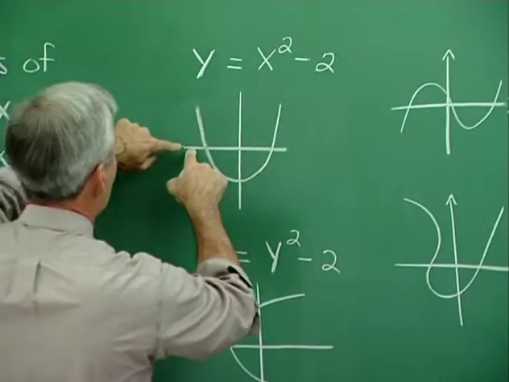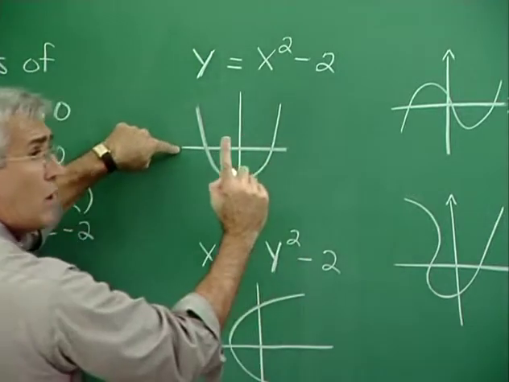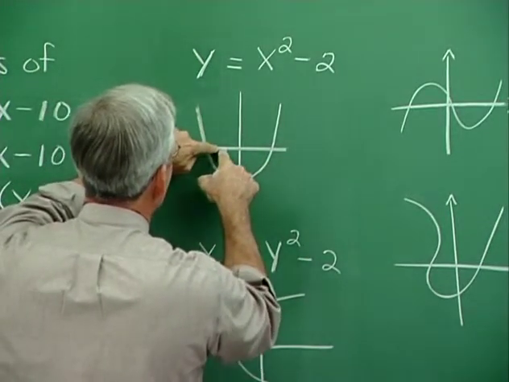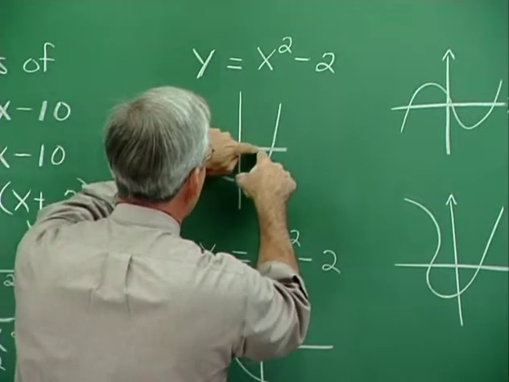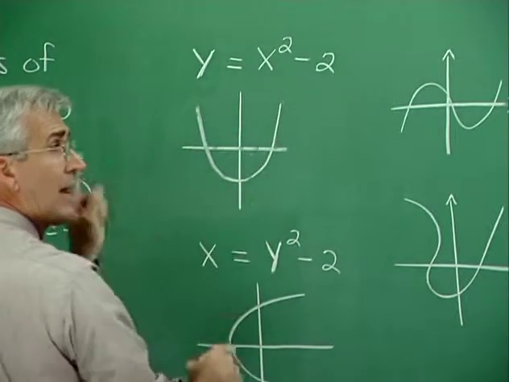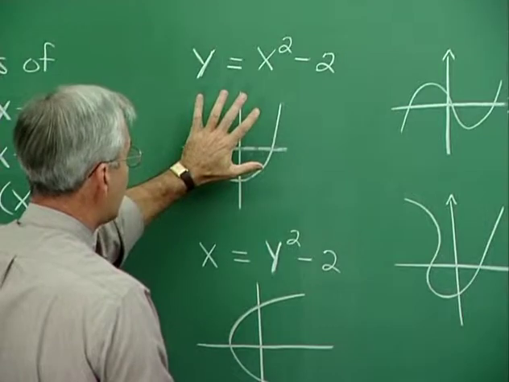For each x value in the domain of this function, do we have only one y partner? For this x, one y partner. For that x, one y partner. For this x, one y partner. For that x, one y partner. For this x, one y partner. For every x in the domain, we have exactly one y. It meets the definition of function. So here we have the graph of a function.